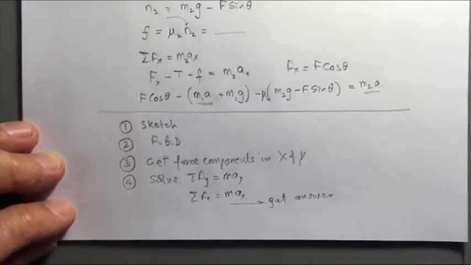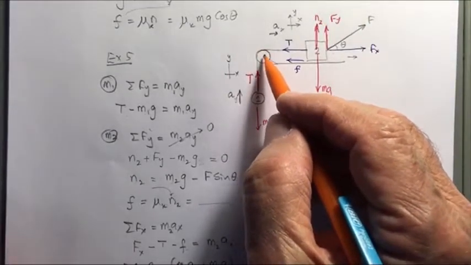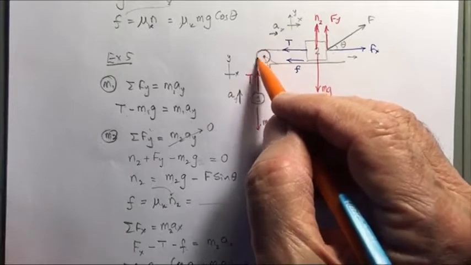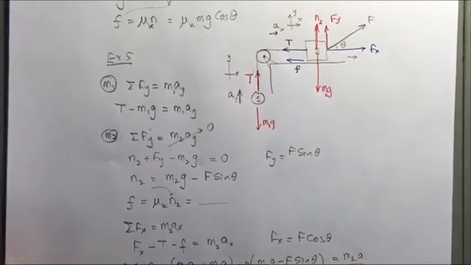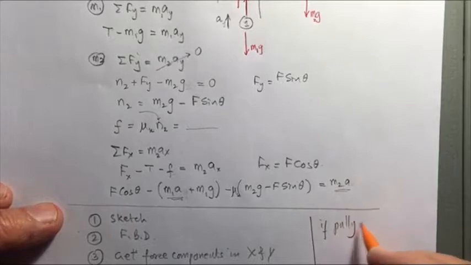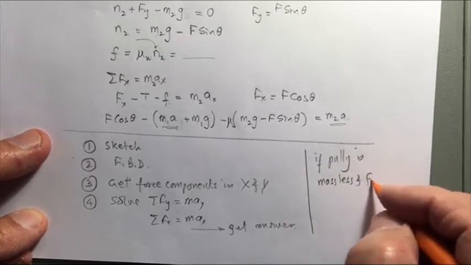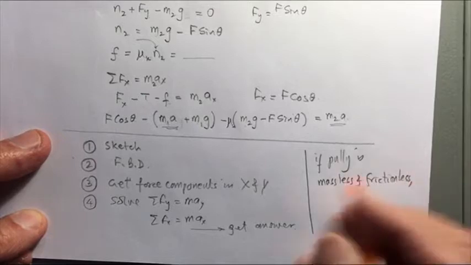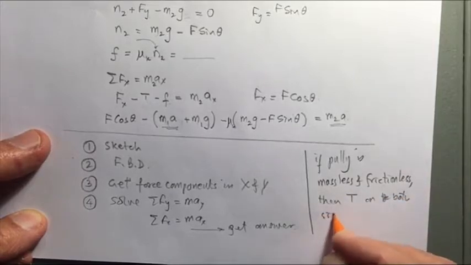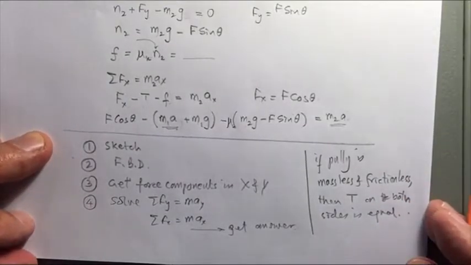for whatever is required. And one more thing, that is, whenever we have a pulley that is frictionless and massless, the tensions on both sides are equal. In a later chapter we will assume the pulley is not massless and the tension will no longer be equal. Then we'll have T1 and T2. So if pulley is massless and frictionless, then tension on both sides is equal to each other. Okay, and that helps us in solving these problems.